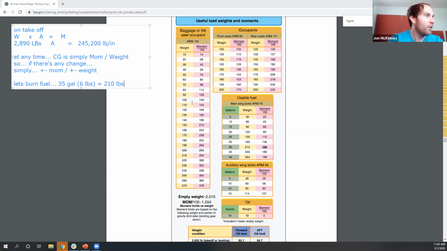Now we would know that 210 pounds times arm, because remember the very top, let's just label it. Let's make it really simple for everybody. Weight times arm equals moment. So we know the weight that's going to change is 210 pounds. We know the arm location from the main tank.